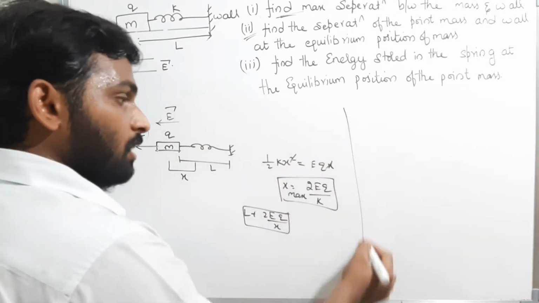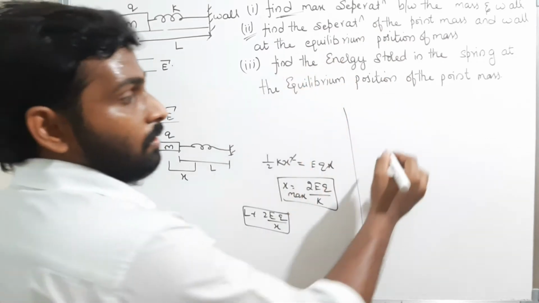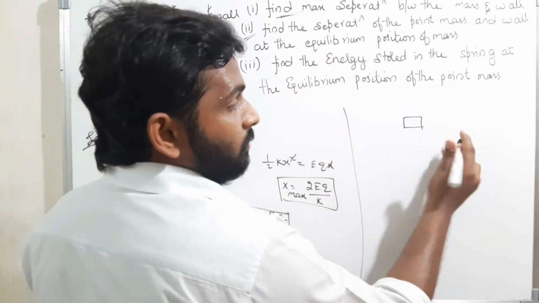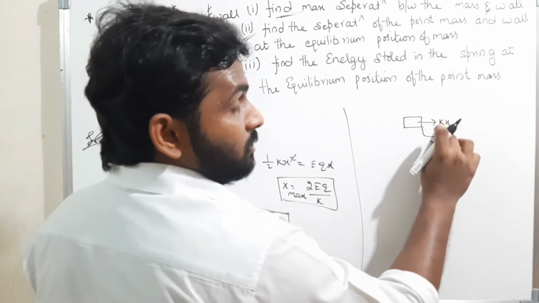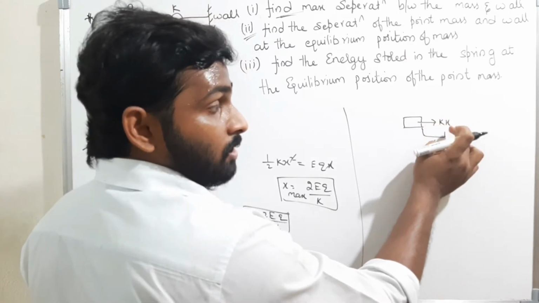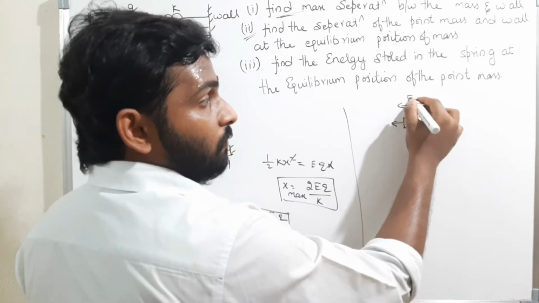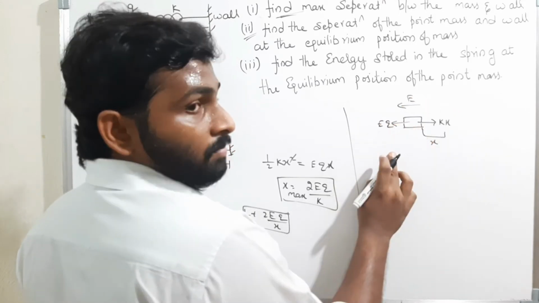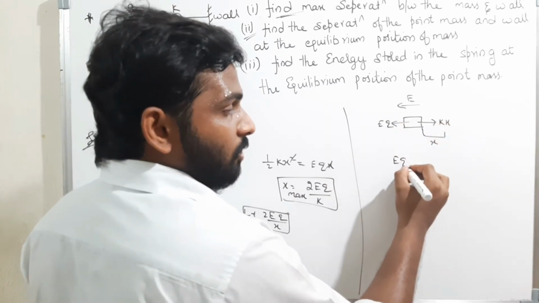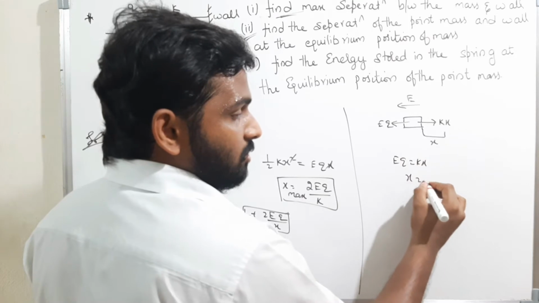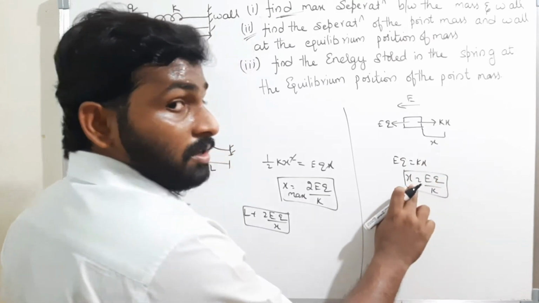Okay, well and good. Now the next one. Find the separation of the mass at equilibrium position. At equilibrium position, assume the elongation is some x. On this side the force is kx because of the spring force. The elongation is x, therefore the spring force is kx. And on this side the force is because of the electric field, that is E into Q. When these two forces are equal, the body will be in equilibrium. Therefore, EQ must be equal to kx, so x is equal to EQ by k. That is the elongation when the body is in equilibrium position.